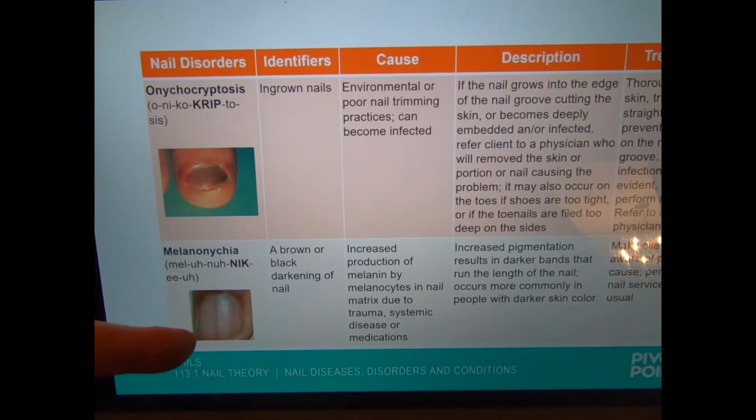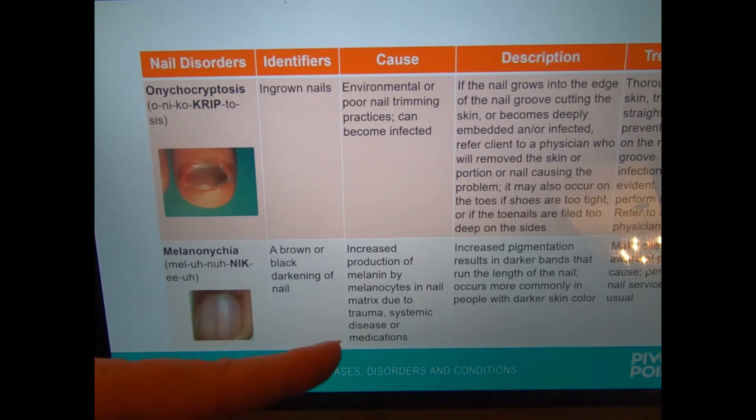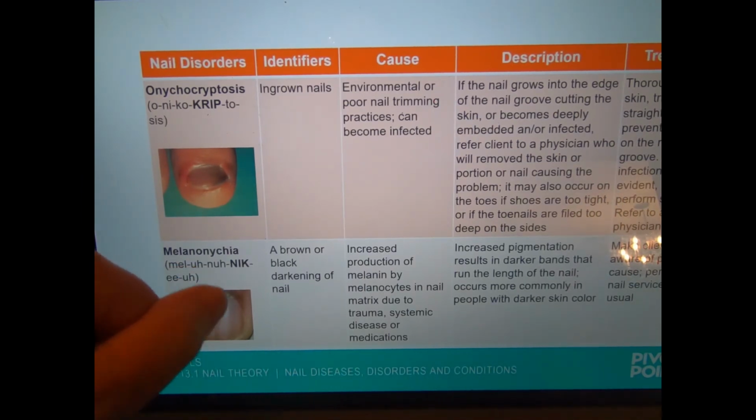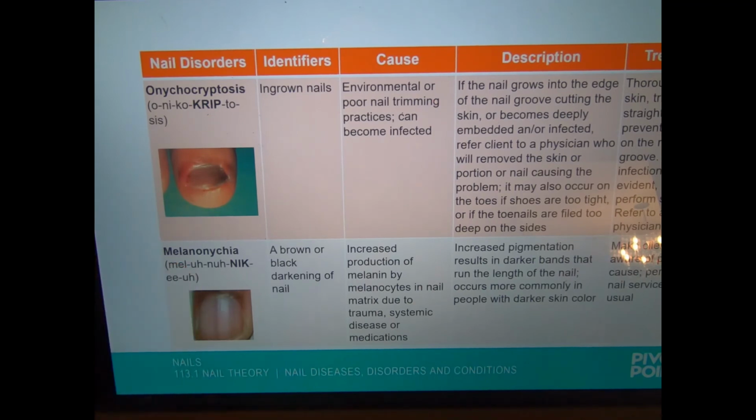Melanonychia is a brown or black darkening of the nail. Okay, so you can have a systemic disease. It could be medication. You can see the increased melanin in the nail, which could be melanoma. So that's something that you may want to refer them to a physician if a physician hasn't seen that. Basically you can perform a service as normal.